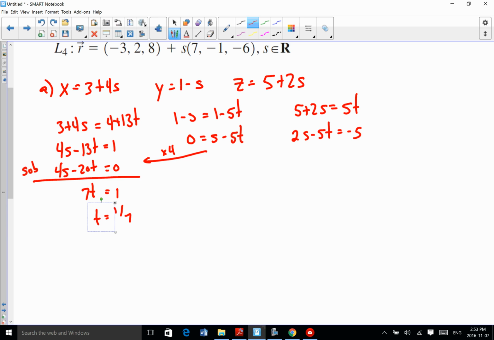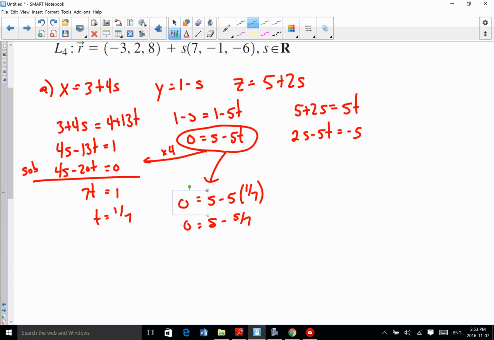I think it's probably preferable to use this equation to do that. So 0 equals s minus 5 times t. t is 1/7. And s's and 5s are sort of hard to tell apart sometimes, right? So this is an s, and minus 5/7. So in other words, s is 5/7.